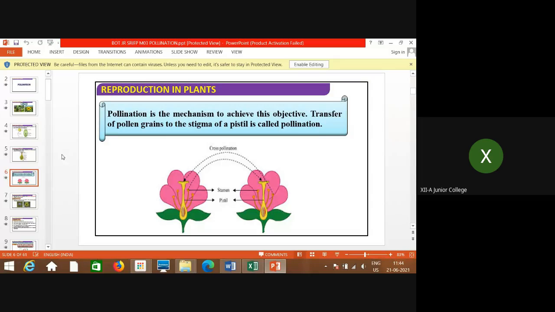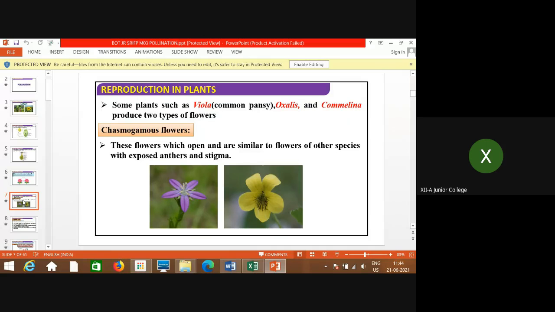Then pollination is the mechanism to achieve the objective, that is the transfer of pollen grains to the stigma of the pistil from the anther. So these are a few more examples and pictures, so that it will be your revision also. And if we get time, then I will talk about the next part in a few minutes.